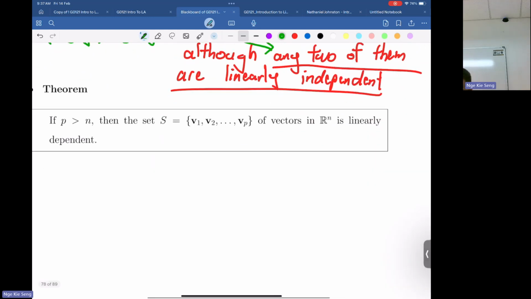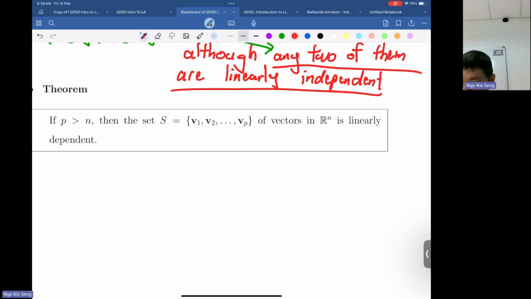All right, so here is the theorem. This is what I want to tell you here. If the number of vectors, p, is greater than n, where n refers to where the vectors live, so the vectors live in Rn. If you have more vectors than n, the dimension of Rn, then this set will be linearly dependent. This is what I have shown you just now.